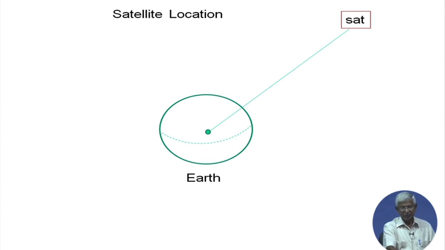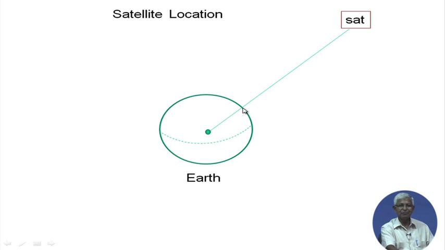Let us see some more definitions. Let us assume this is the Earth sphere, this is the center of the Earth, and this is the equator, and a satellite is there. Now, how do you define where this satellite is? There are many different coordinate systems, but a very commonly used terminology is this: if we draw a line from the satellite to the center of the Earth, at some point it cuts the Earth's surface.